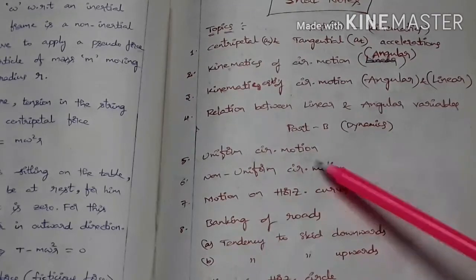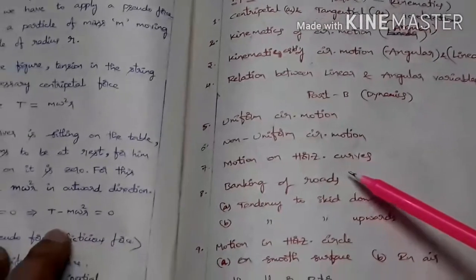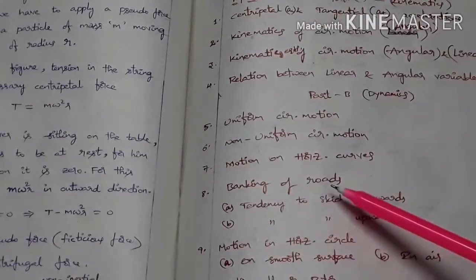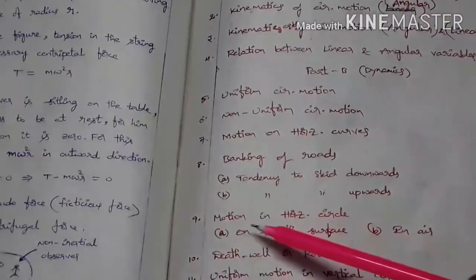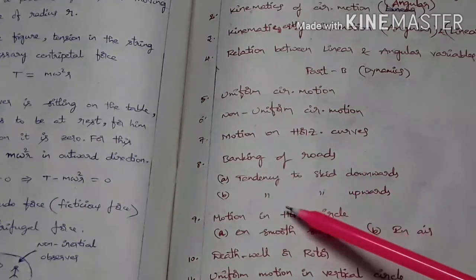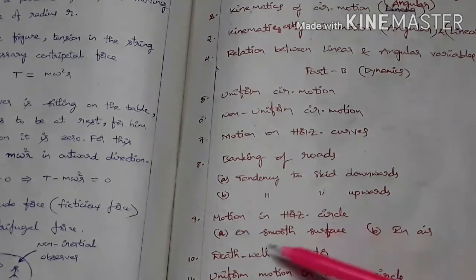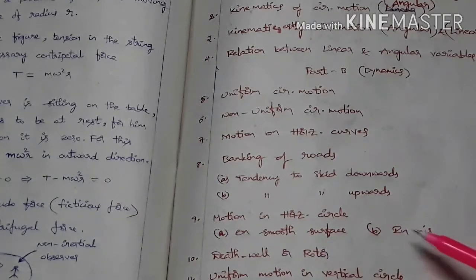Uniform circular motion, non-uniform circular motion, motion on horizontal curves, banking of roads. There are two subtopics in banking of roads: tendency to skid downwards, tendency to skid upwards. Next one, motion in horizontal circle on smooth surface in air. Next topic, death well or rotor.